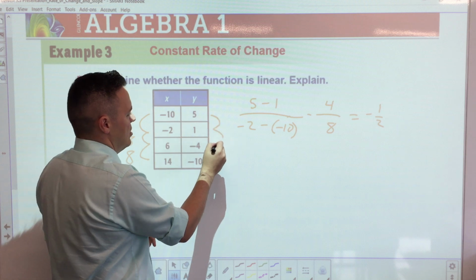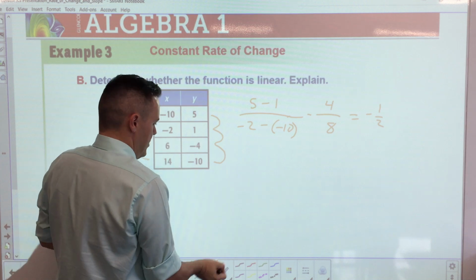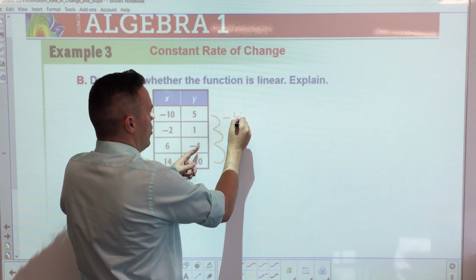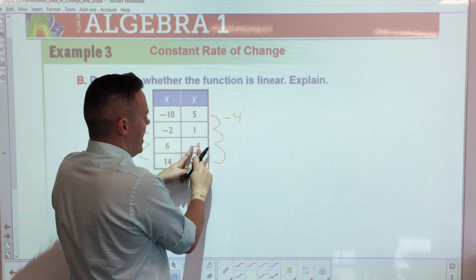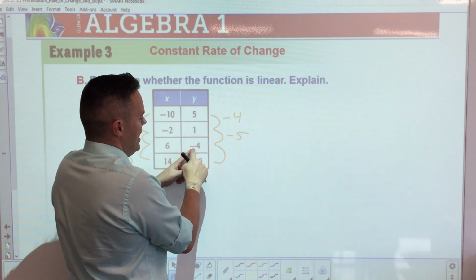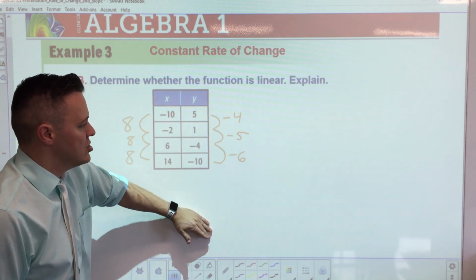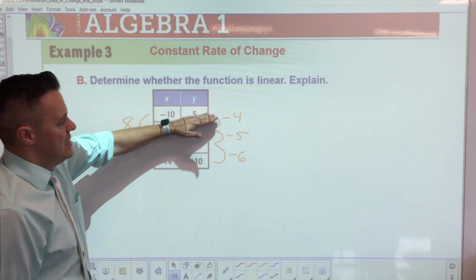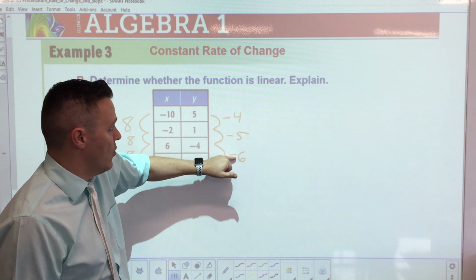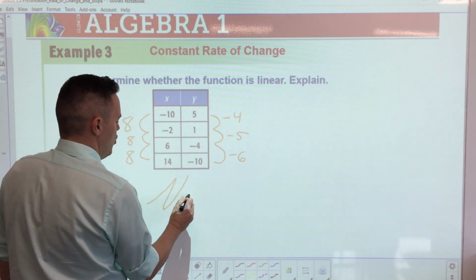Now let's do this change. From 5 to 1, how would you go from 5 to 1? You would subtract 4. From 1 to negative 5, you'd actually subtract 6. And then to go from negative 5 to negative 11, you'd subtract 6. So here's the question: is this a constant rate? No, it is not. It should be negative 4, negative 4, negative 4. So ladies and gentlemen, this is not a linear function.